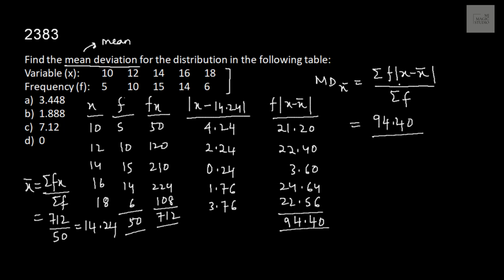94.40. That is summation of f into mod x minus x bar divided by summation f. Summation f is 50. That comes to 1.888, and that features in option B.